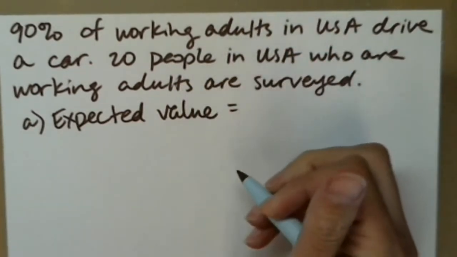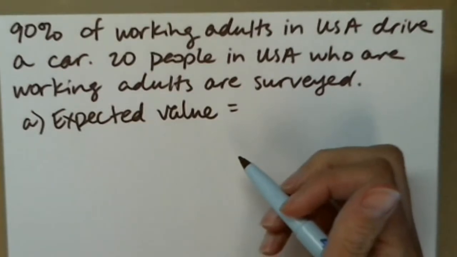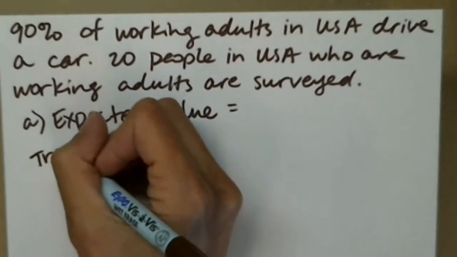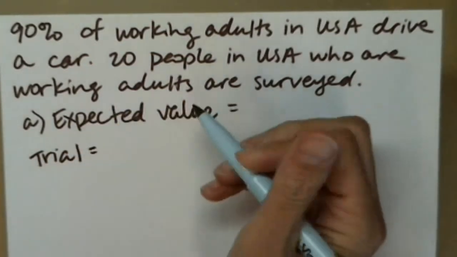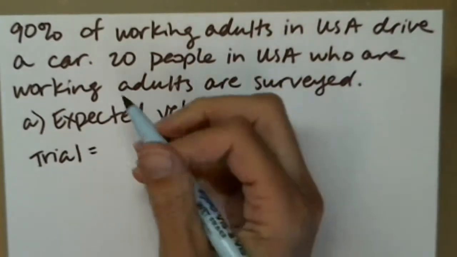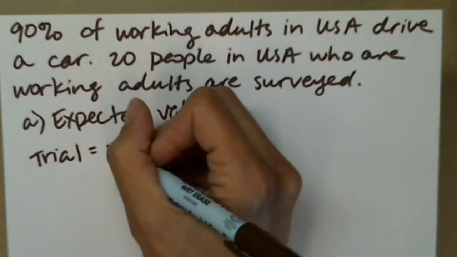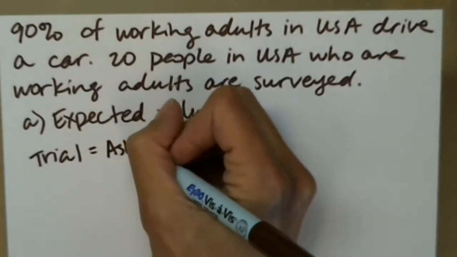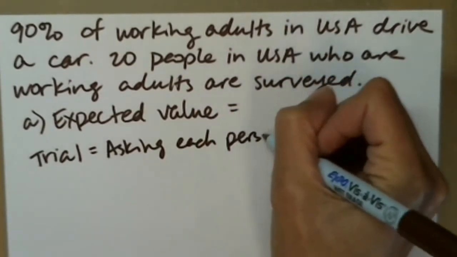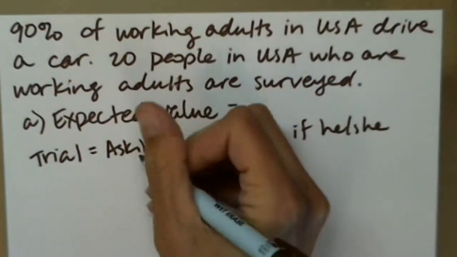for the experiment. Well, before we get to that, let's go ahead and figure out what all of the pieces are for this binomial experiment. So we want to identify what a trial is. So a trial is the answer to one of the 20 people that we have surveyed. So a trial would be asking each person if he or she drives.